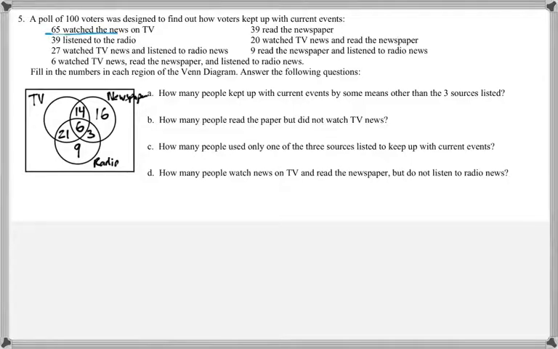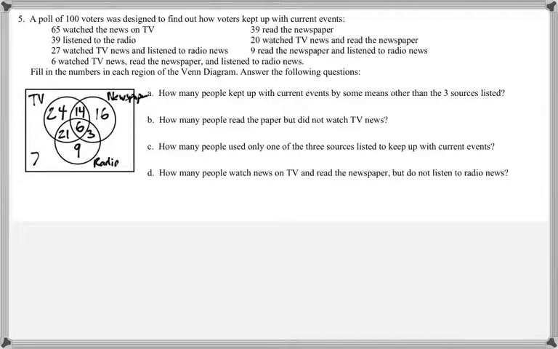65 watched the news on TV. So to get this region, I want to take 65 and subtract these numbers. And that's equal to 24. Finally, to find the outside, we need to take 100 and subtract all of these numbers. And that is equal to 7.